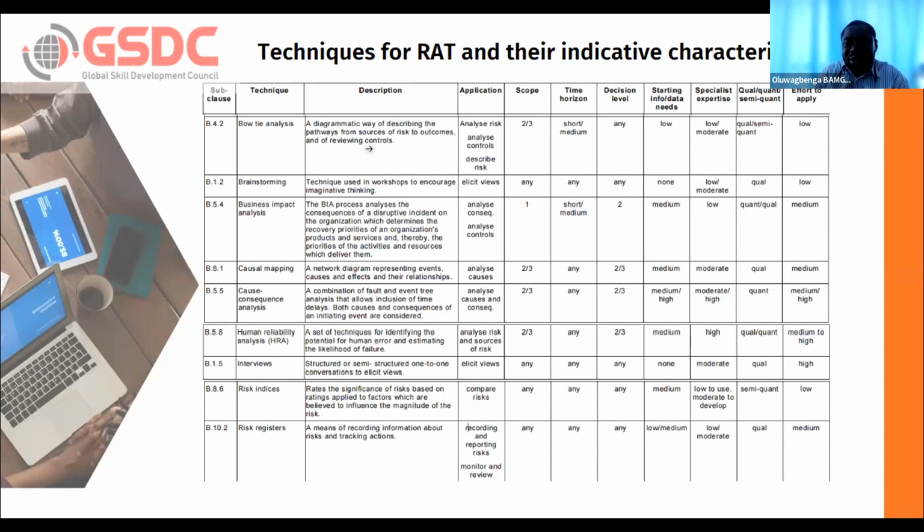Scope, most times, that's the characteristics they've given us. Time zone is short, medium time, as well, used most times for presentation. Information we need, starting information, data need is low, but low to moderate, of course, anybody can do a bowtie. I mean, we all know what a bowtie is. And of course, the need for quantitative analysis is also there, and effort to apply it is low. You really don't need much expertise to do that, as long as you can draw and represent what is meant to be done. Of course, it is a diagrammatic way of describing the pathway where you can put the source of the risk, the outcomes, and of course, look at the controls you have.